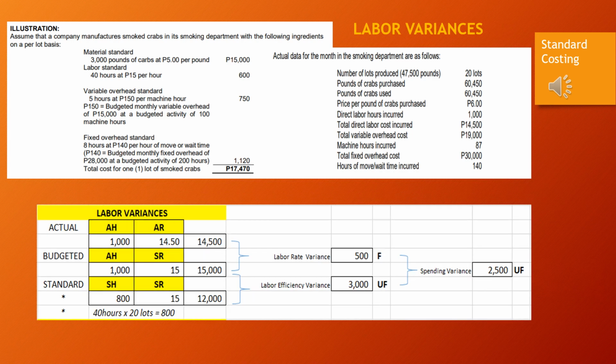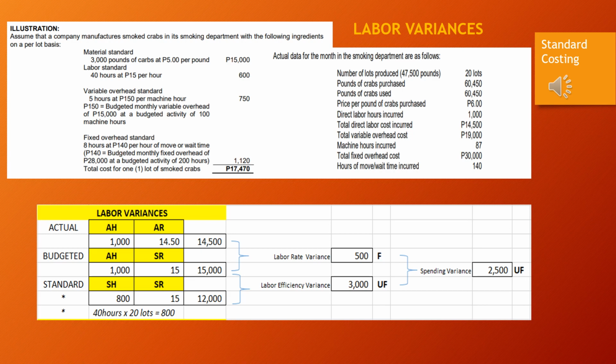Let us now solve for another type of variance, and that is labor variances. For the labor variances, we are going to solve labor rate variance, labor efficiency variance, and the spending variance. Now, we have also actual, budgeted, and standard pa din. Okay, for the actual, we need your actual hours and actual rate. So it was already given in the problem. So we have 1,000 actual hours and the actual rate is 14.50. If you are wondering saan natin nakuha yung 14.50, it's total direct labor cost incurred, which is 14,500, divided by the direct labor hours incurred, which is 1,000 labor hours. Therefore, we could get our per hour is 14.50.